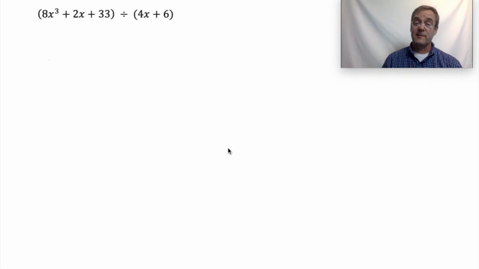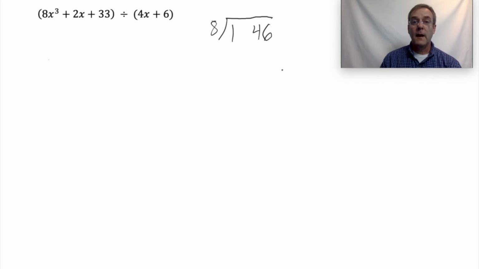There is a lot of stuff going on in these problems, which is why I want to show you another example. 8x cubed plus 2x plus 33 divided by 4x plus 6. And there's a problem right off the bat. It's this problem I mentioned earlier. If I was taking 8 and dividing it into 1046, I couldn't just leave the 0 off and make it look like 146. That would be lying about the value of the 1. Well, in polynomials, we are in fact allowed to just leave the term out.